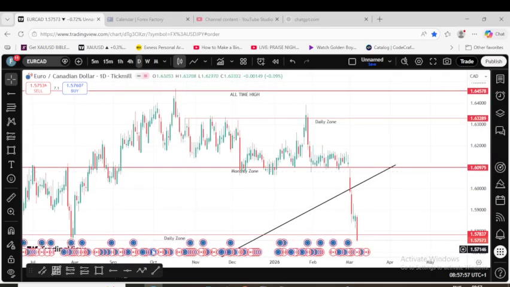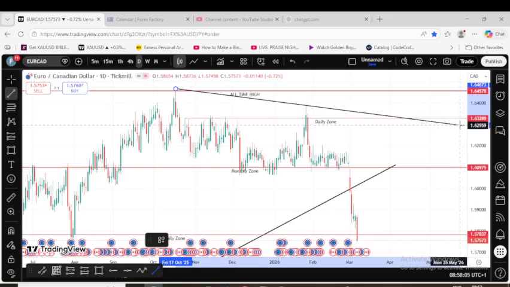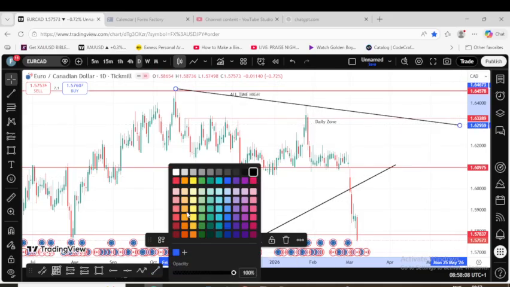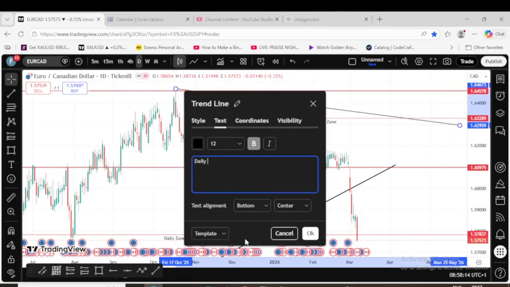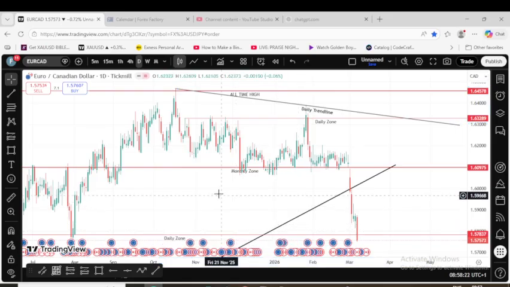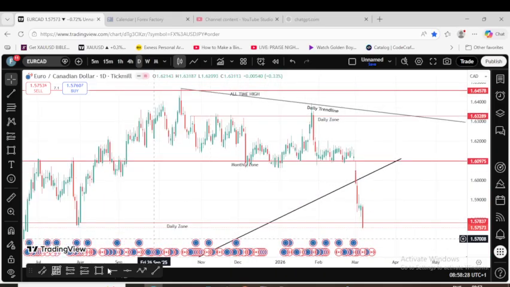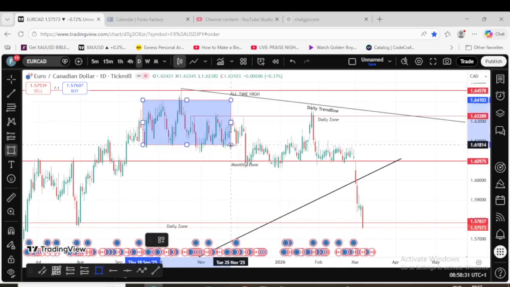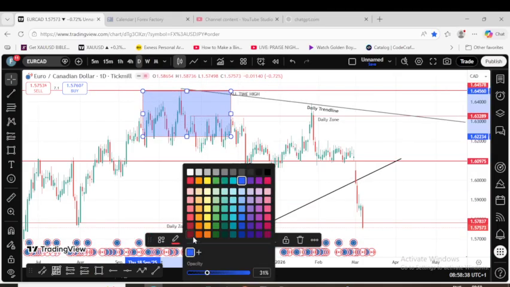So now that we've identified our zones, let's draw a trend line. So we have a bearish trend line like this on the daily time frame. So this is our daily trend line. Now let's look for our trend origin. Price has currently switched to a bearish momentum, making this right here our trend origin.